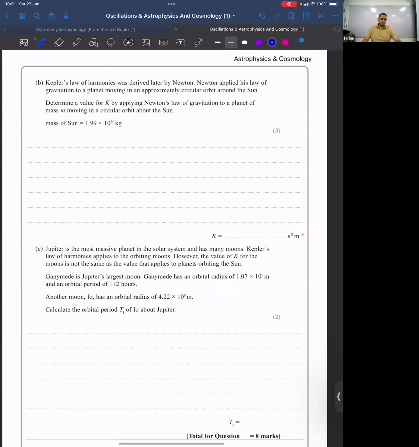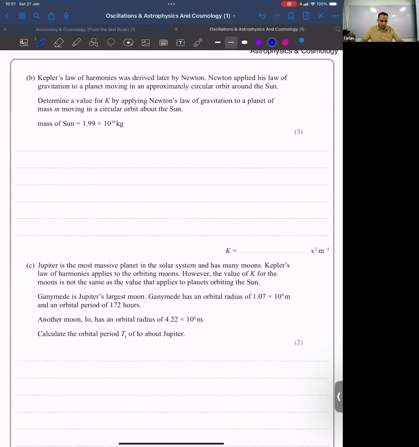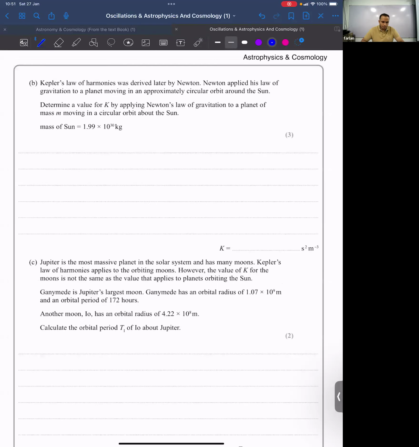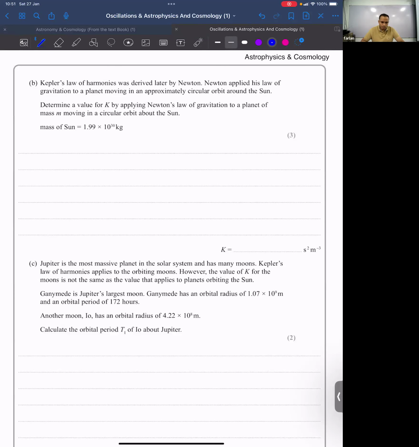B. Kepler's law of harmonies was derived later by Newton. Newton applied his law of gravitation to a planet moving in an approximately circular orbit around the sun. Determine the value for K by applying Newton's law of gravitation to a planet of mass M moving in a circular orbit around the sun. Mass of the sun is given.